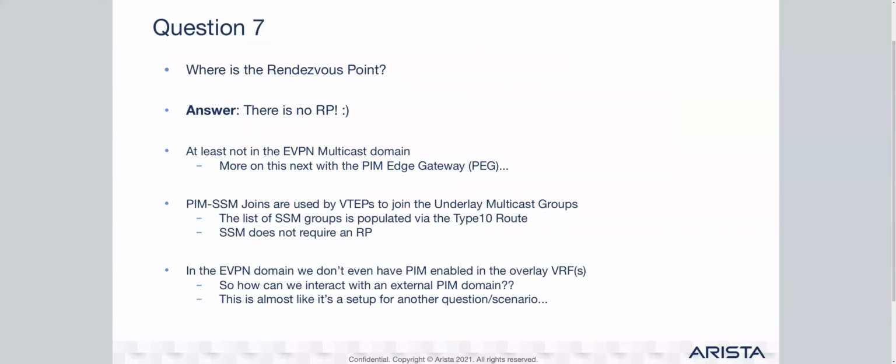All right, this came up earlier, and we said it was a bit of foreshadowing, which is true. So where's the rendezvous point? And there is no RP. There is no spoon. So at least not in the EVPN multicast domain.